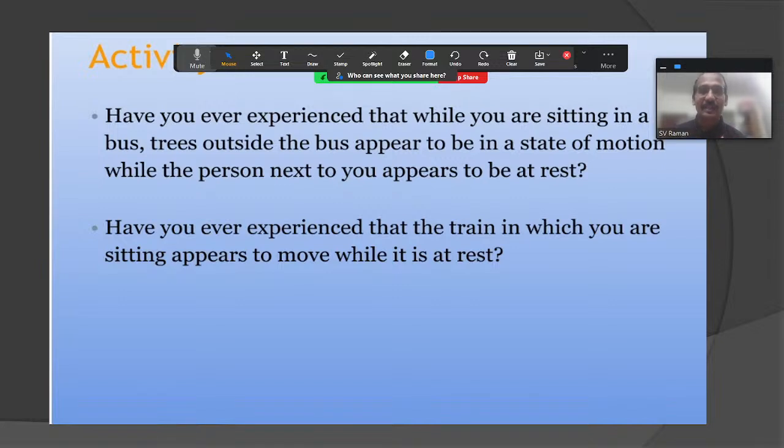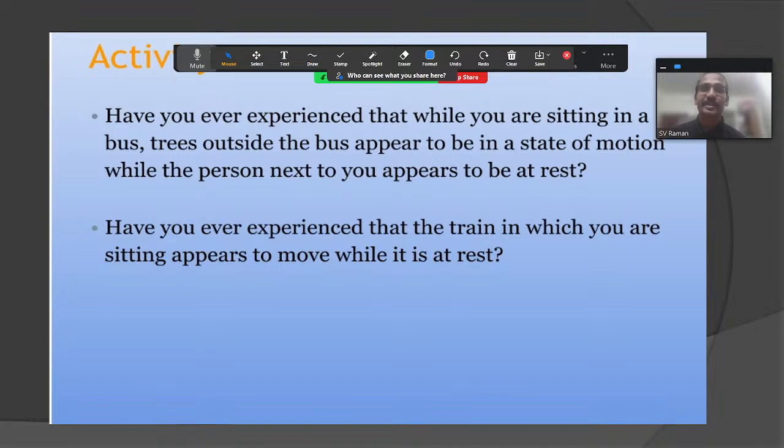We are sitting in a bus. Trees outside the bus appear to be in a state of motion while the person next to you appears to be at rest. Generally we are saying, while we are traveling in a bus, the next passenger is at rest. While we are moving, it looks like the trees are coming in the backward direction. So it looks like they are moving.